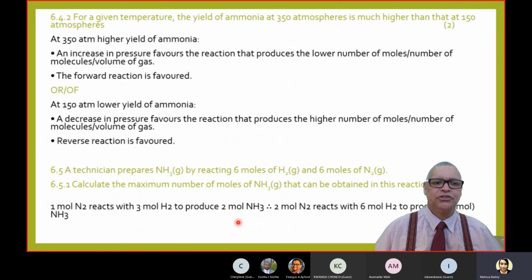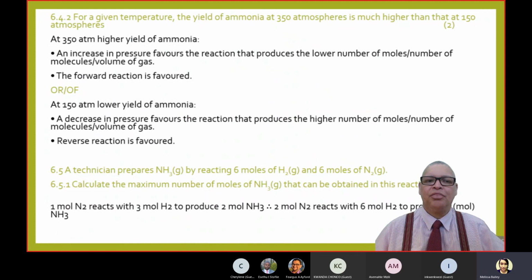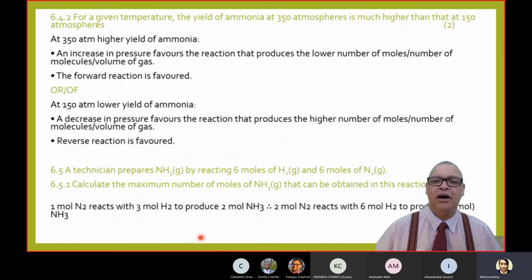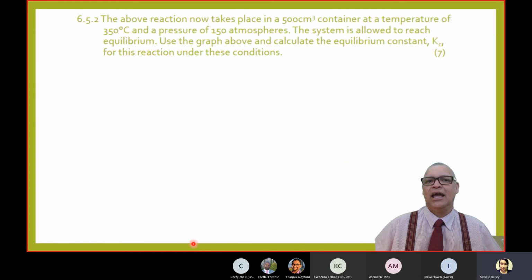So in a real sense, to produce 2 moles of ammonia, that's the balanced equation in mole format there. Therefore, 2 moles of nitrogen will react with 6 moles of hydrogen to produce 4 moles of ammonia. So all we're doing is using the mole ratio concept of the balanced chemical equation to get the answer in this connection.